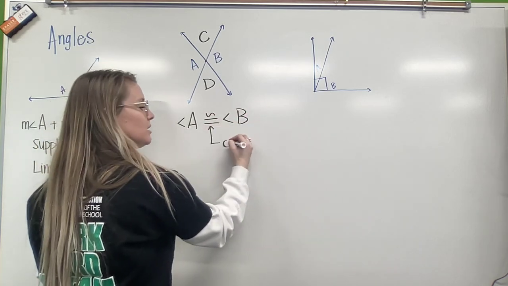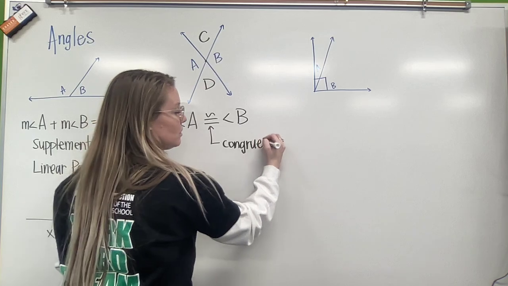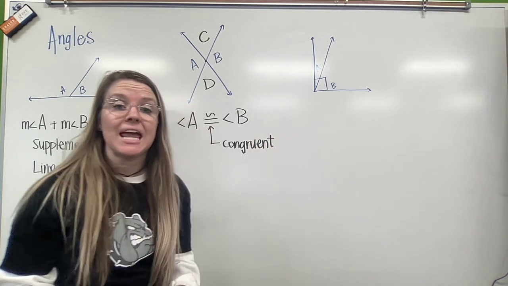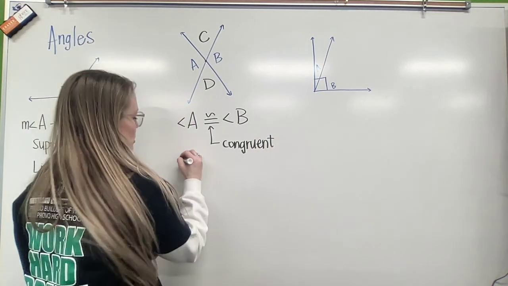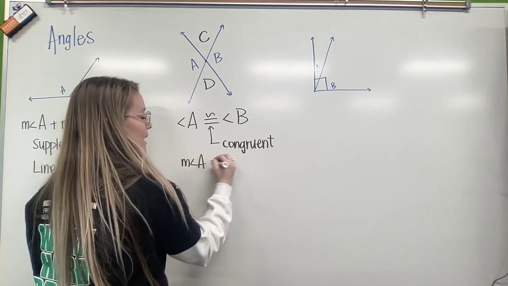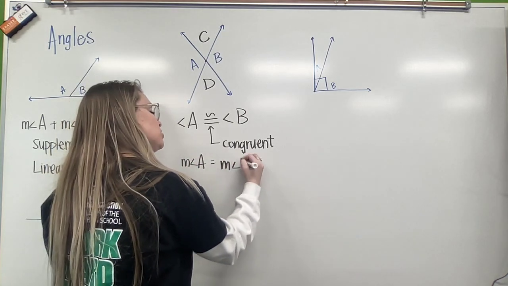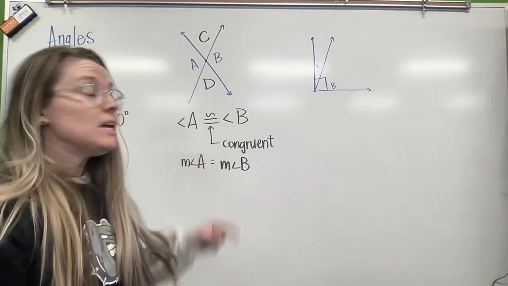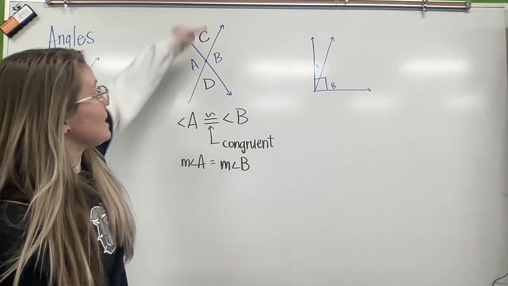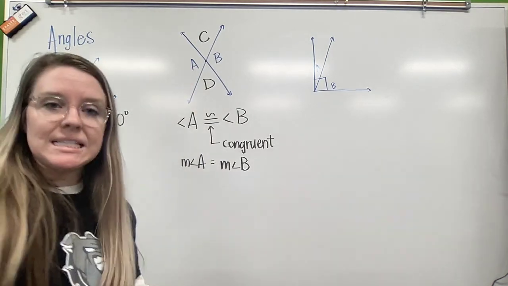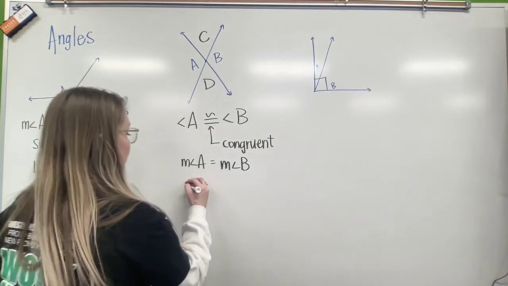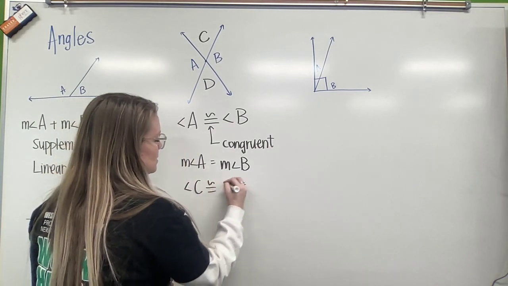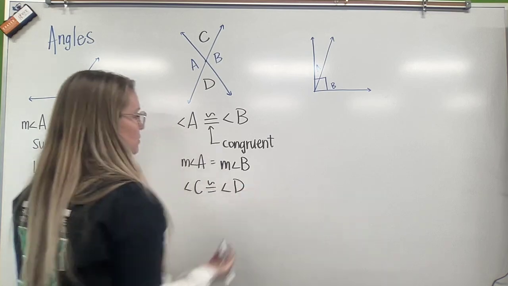So this little sign here means congruent. What that means is they have the same measure. So the measure of angle A is equal to the measure of angle B. Since C and D are the same type of angles, we could say the same thing about them. Okay? Angle C is congruent to angle D.